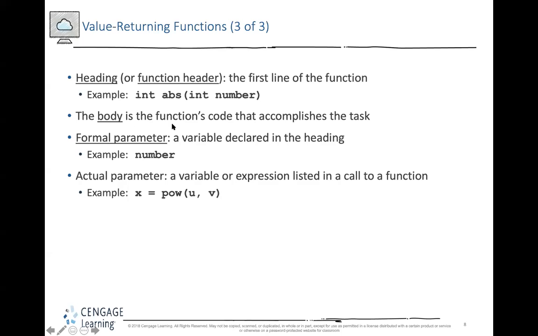So the body is where the code lies, like your function's code. How do you compute? That's where the body is. And the parameters are also called the formal parameters. In this case, there's one formal parameter, or we just simply call them parameters, and we have a parameter called number.